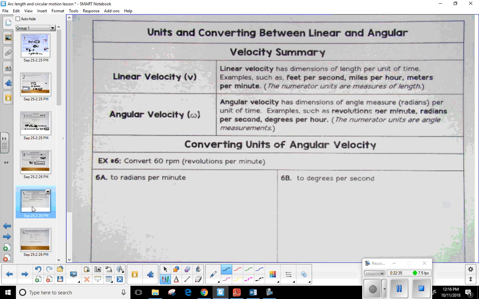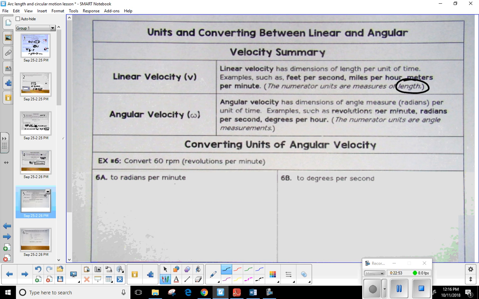Linear versus angular velocity. When you see V, we know that that's going to represent linear velocity. The dimensions are always length per unit of time. So feet per second, miles per hour, meters per minute. The numerator units are always measures of length.